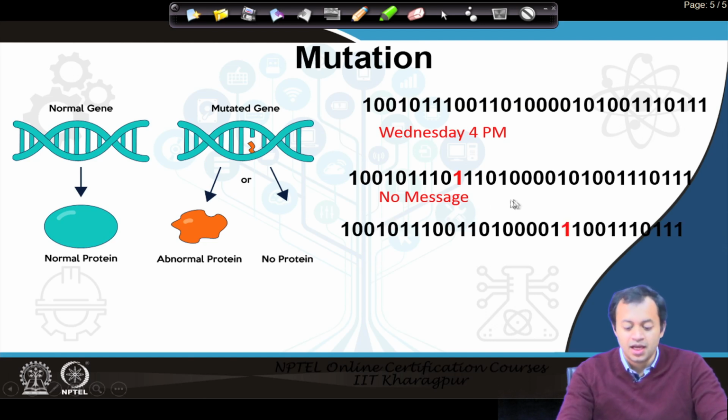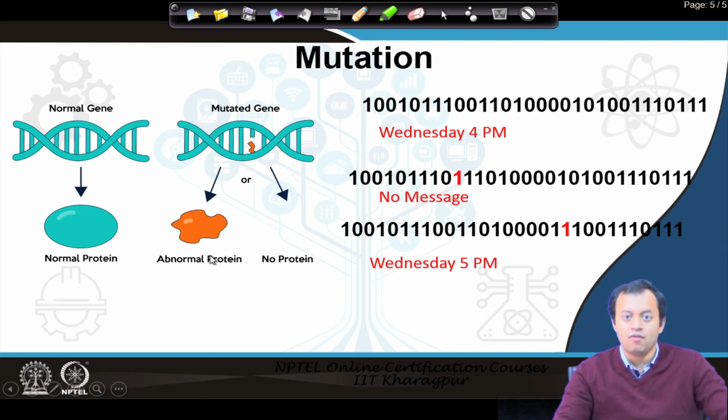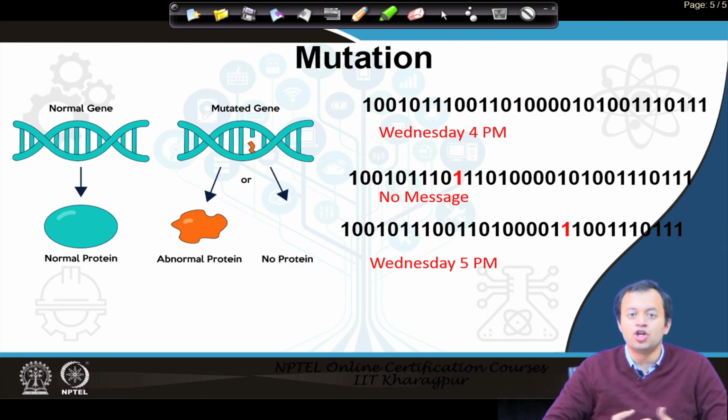Quite similarly, if you have just one bit, instead of 0 here you convert it into 1, you get a wrong message. Instead of Wednesday 4 p.m., you have Wednesday 5 p.m. This is no protein formation, this is an abnormal protein formation. Formation of abnormal protein, mutation, creates a huge amount of problems. Cancer is one prominent example, though it is much more complicated than simply having a bit changed.